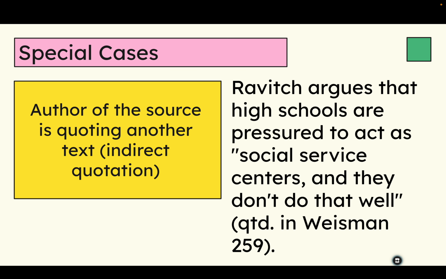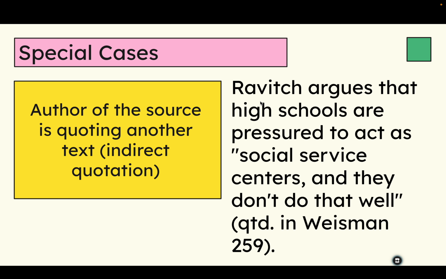This is also something that students tend to run into. It's fairly common. We call this an indirect quotation. So for example, I'm reading an article and that article is quoting someone else, and we want to use that quote. So we call this an indirect quotation, and what we do is in the signal phrase, we use the name of the person who said the quote.